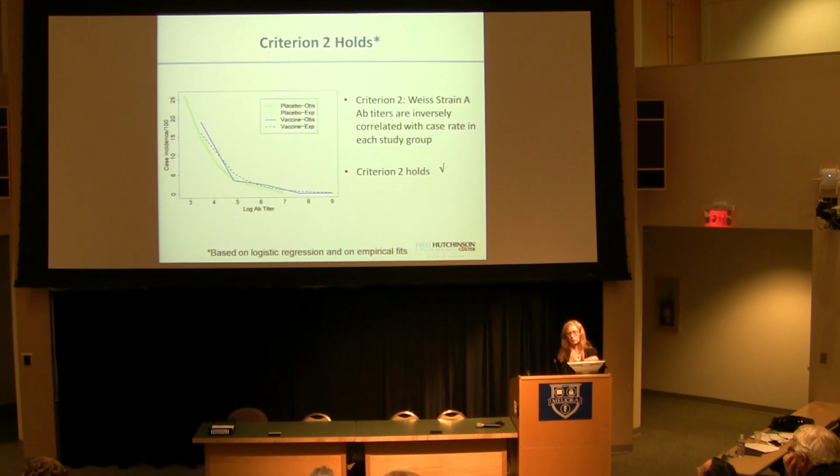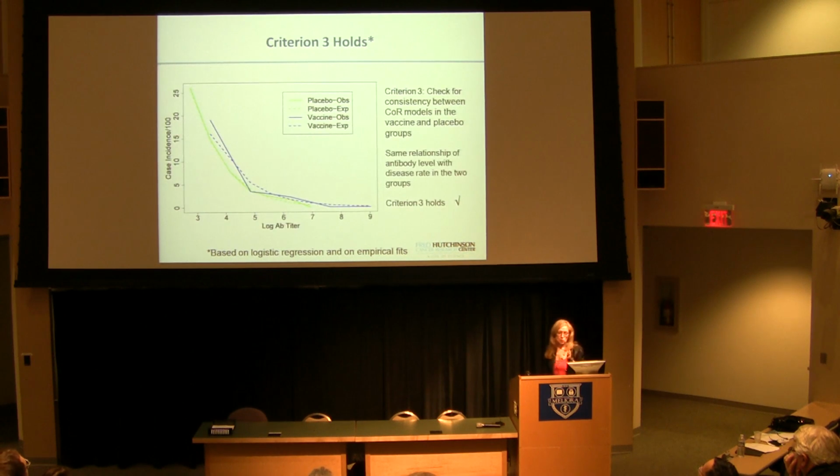This graph contains both the observed and expected based on a logistic regression. The green is placebo and the blue is vaccine. That looks very similar. And this is basically the same graph again. We can also check the consistency between the correlative risk models in the vaccine and placebo group, and it looks very similar in the two groups.